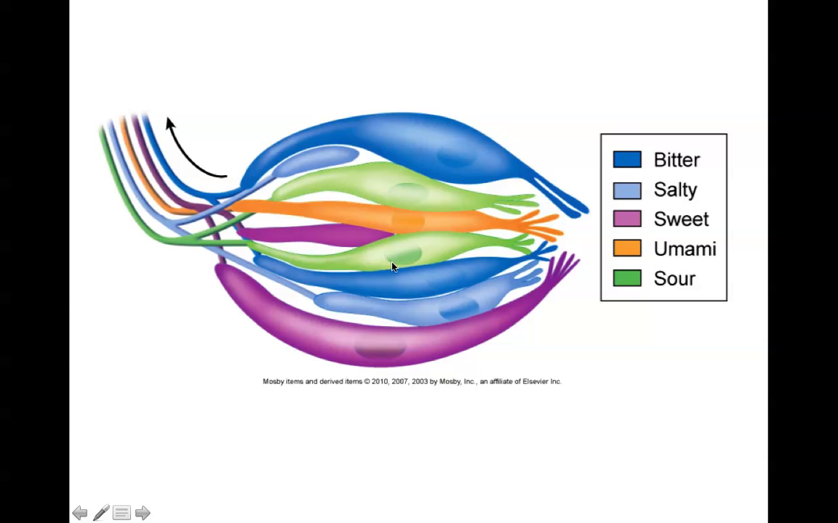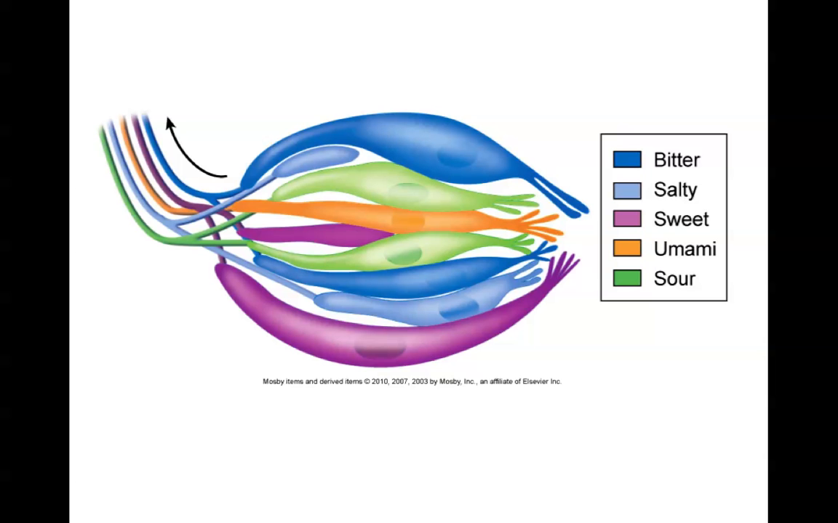Sour. These green guys here are particularly sensitive to sour, and this is going to be sensing acids and especially hydrogen ions in particular. Bitter, the bitter ones will be sensing alkaloids such as quinine and nicotine.